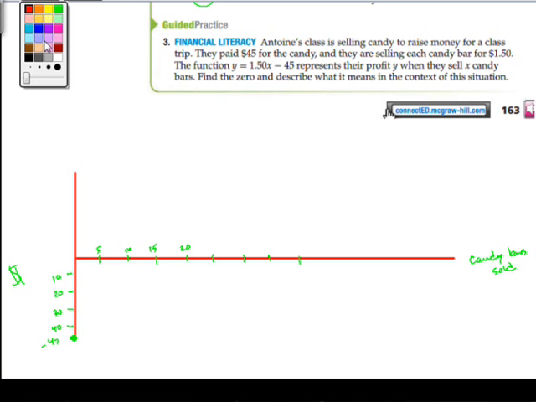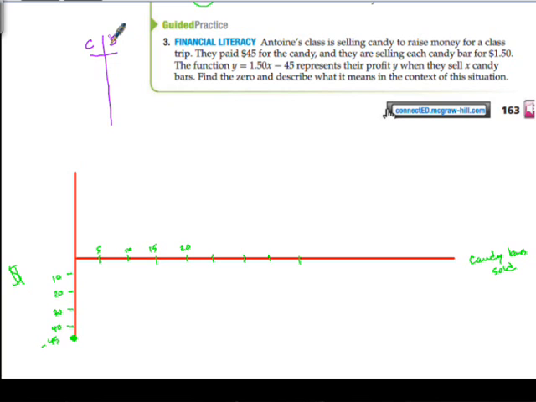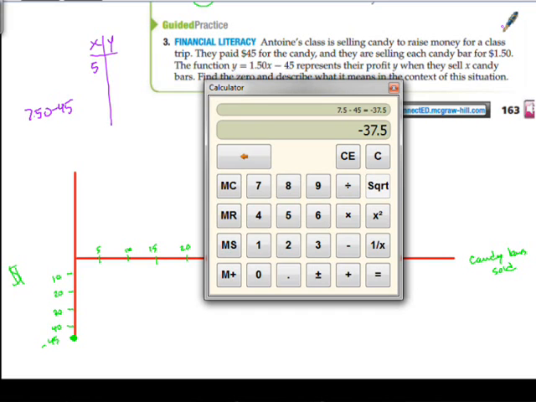So then I'm going to pick a couple values. I know that we started at negative $45, so that one's good to go. And then I'm going to pick a couple values for candy, and then money, and if you want to make it simpler, this is just x and y. So when they sell 5 candy bars, 5 times $1.50 is what, right? So that's $7.50, and then $7.50 minus 45. And this is not a bad time to use your calculator, so you don't mess up these kind of numbers. So we get negative 37.50.